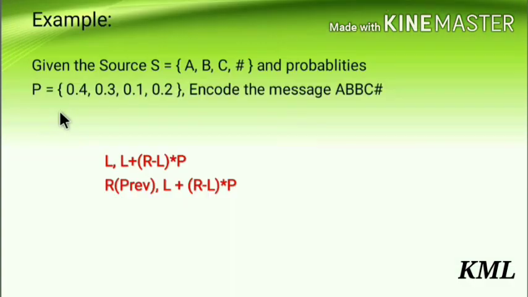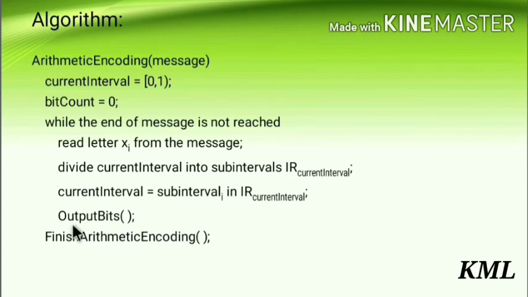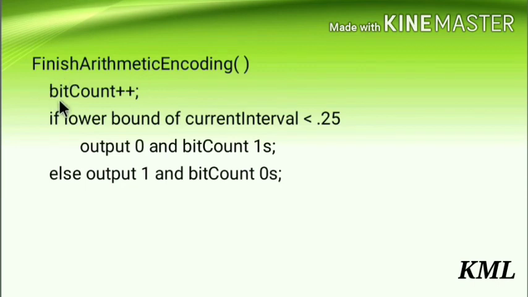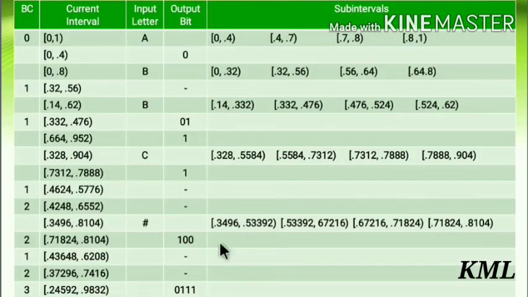Okay, now after this algorithm, see here, after output bits you have finished arithmetic encoding. So you have to implement this. You have to increment the bit count and check if the lower bound of current interval is less than 0.25. If this condition is true, you output 0 and bit count ones, otherwise output 1 and bit count zeros. So check if the lower bound of current interval is less than 0.25. See, this is the lower bound of current interval. So 0.24 is less than 0.25. So the condition is satisfied.